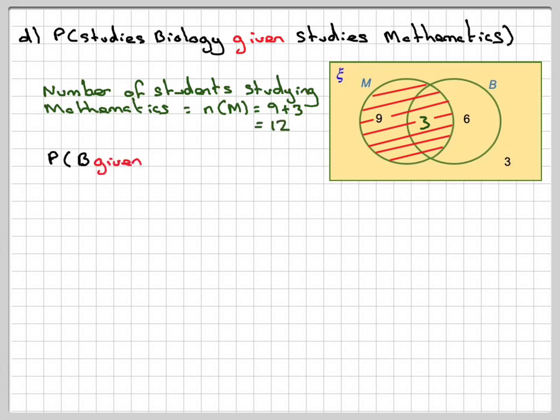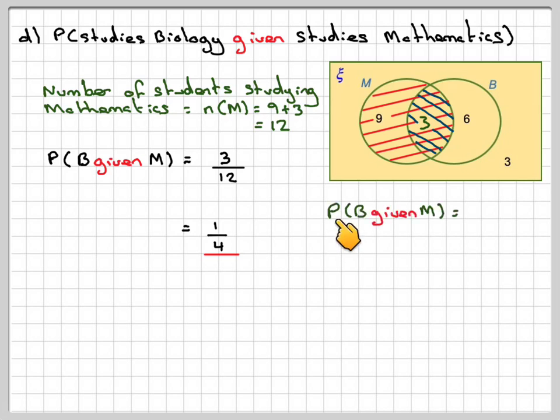The probability of studying B given M is going to be here, because these are the only bits that study M and study biology. So it's going to be 3 out of 9 plus 3, which is 12, which cancels down to a quarter. Now this gives rise to the formula for conditional probability. You don't need to know the formula for IGCSE, but it's interesting to look at it.